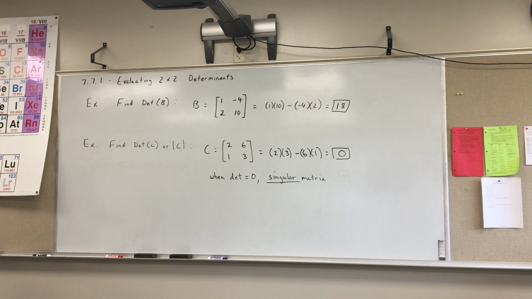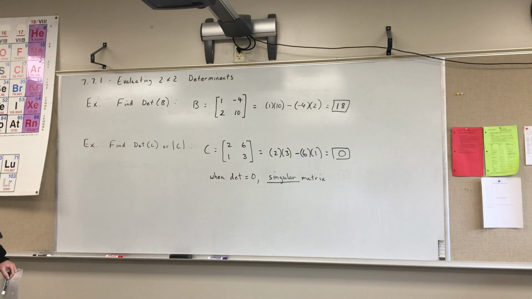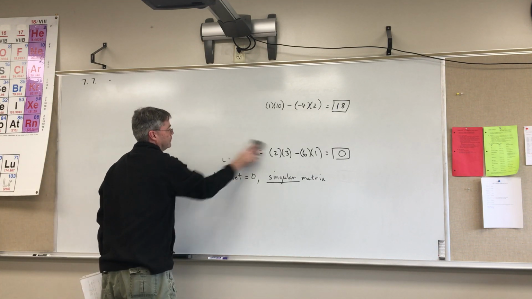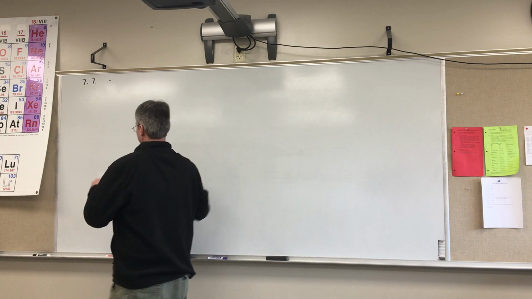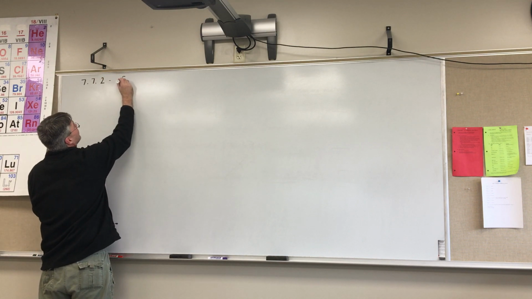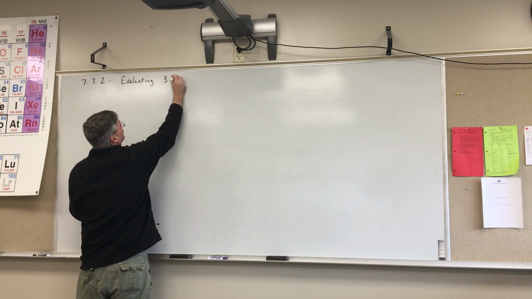All right, so that's 2 by 2 matrices, pretty easy. Gets a little more complicated when we go with 3 by 3 matrices. So we'll try a couple examples and a couple of different styles of determining the 3 by 3 determinant. All right, section 7.7.2 is evaluating three by three determinants.